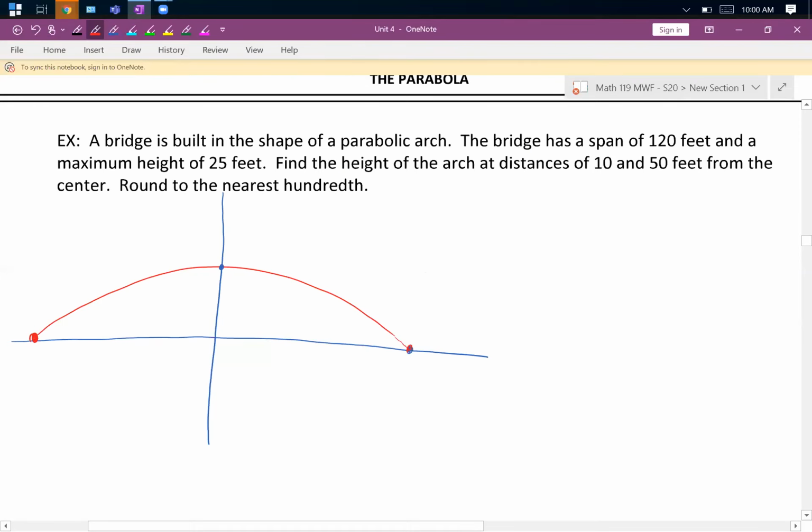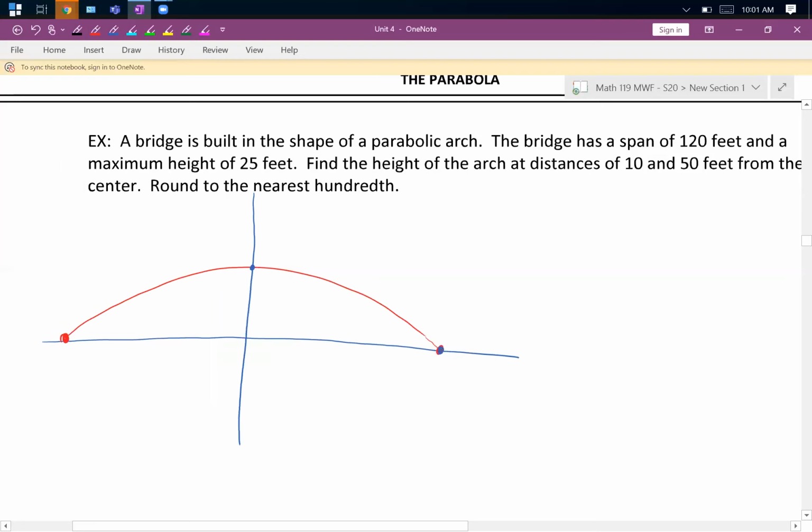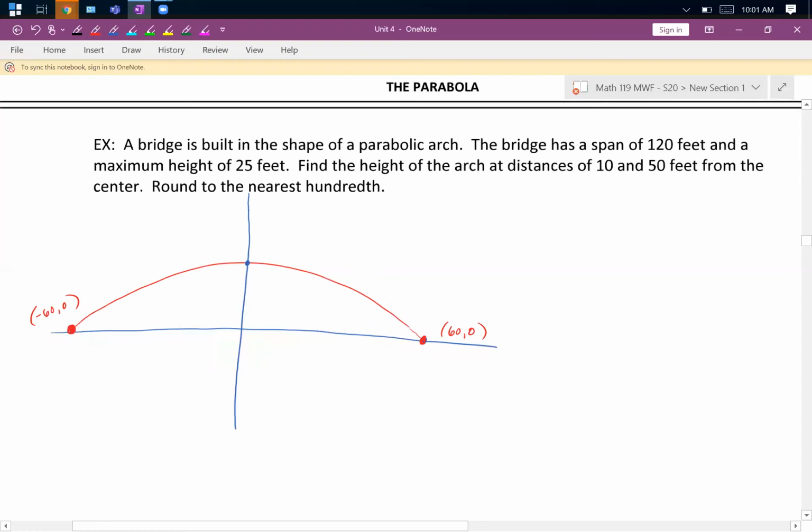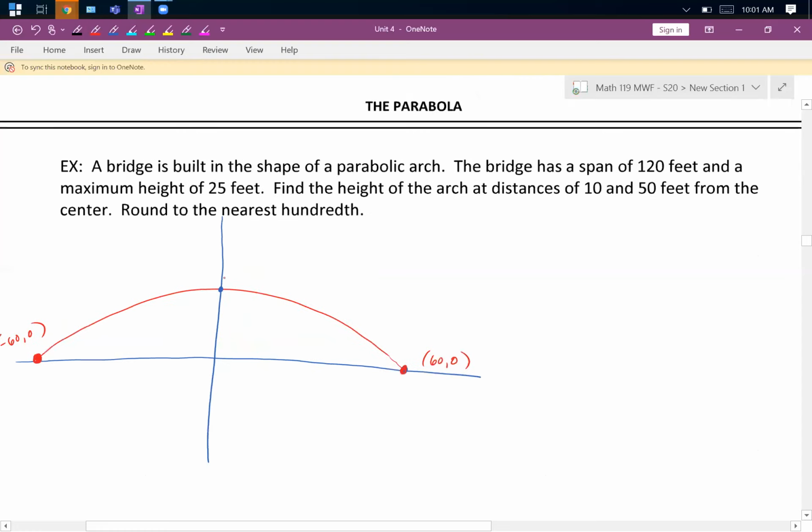All right, so a bridge, it has a span of 120 feet, so we'll split it 60 and 60. So that's going to make this ordered pair negative 60, 0, and this one over here positive 60, 0. And it has a maximum height of 25 feet, so our vertex is going to be 0, 25.